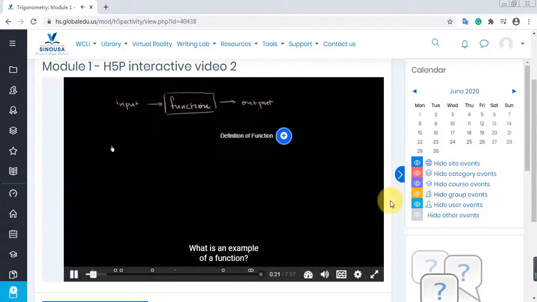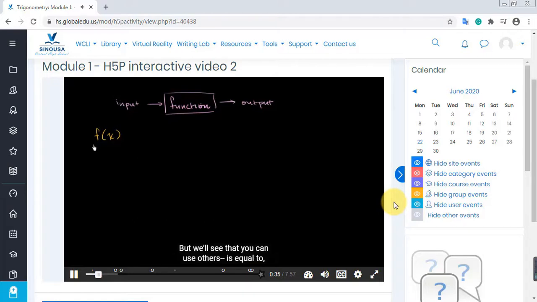So what is an example of a function? So I could have something like f of x, and x tends to be the variable most used for an input into the function, and the name of a function tends to be f, but we'll see that you can use others. But we could have f of x is equal to, let's say, x squared if x is even, and let's say it is equal to x plus 5 if x is odd.